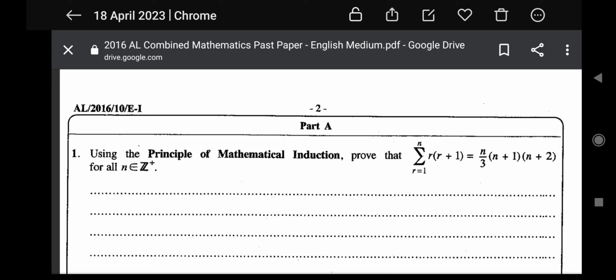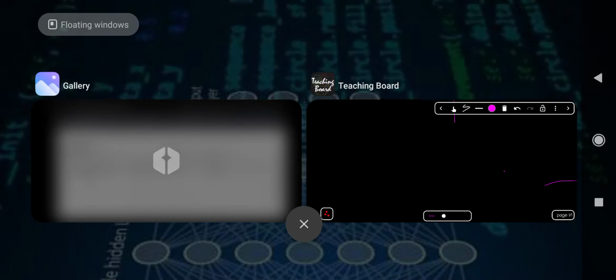Using the principle of mathematical induction, prove that the summation of r from 1 to n, this is the general term, is going to be equal to the right hand side, for all n an element of positive integers. So let's see how we can do it.